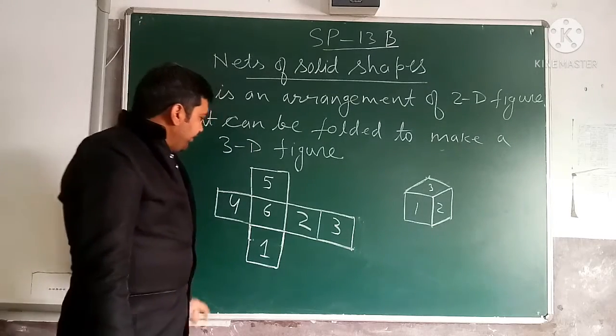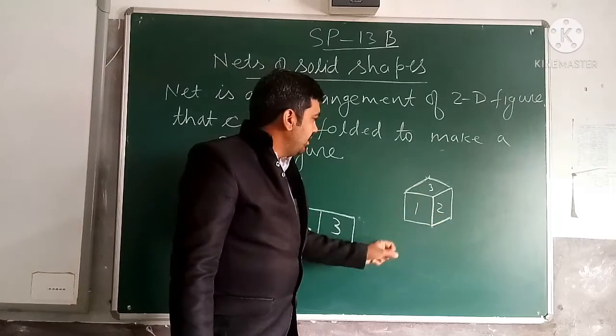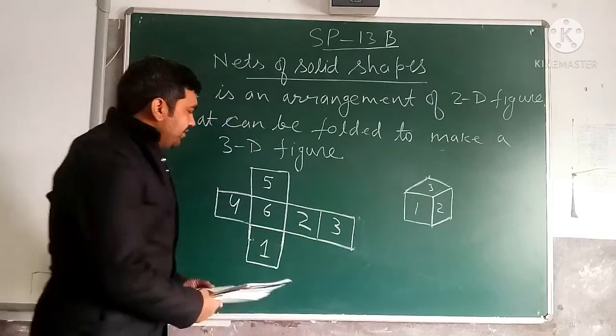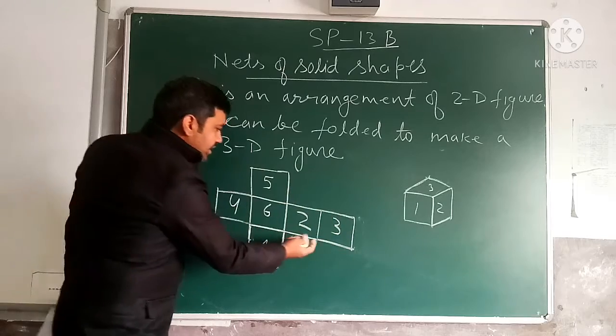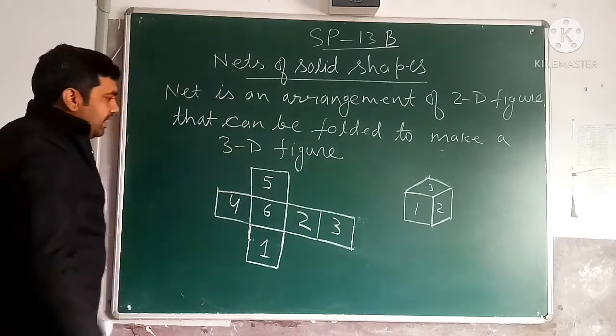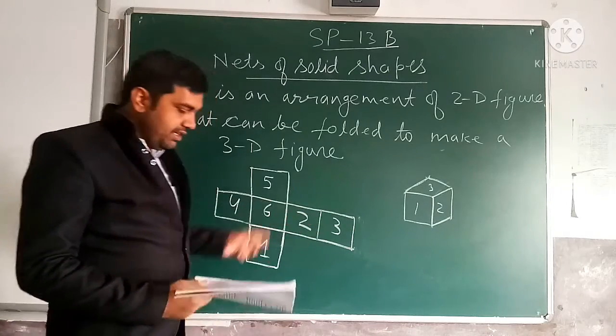So the opposite to face 4 is what? 2. Opposite to face 2 is what? 4. Opposite to 3 is 6. 3 is here, so it will come above. First I will fold this, and after that I will fold this one. So this is the net structure of the cube. Six square faces you are seeing.